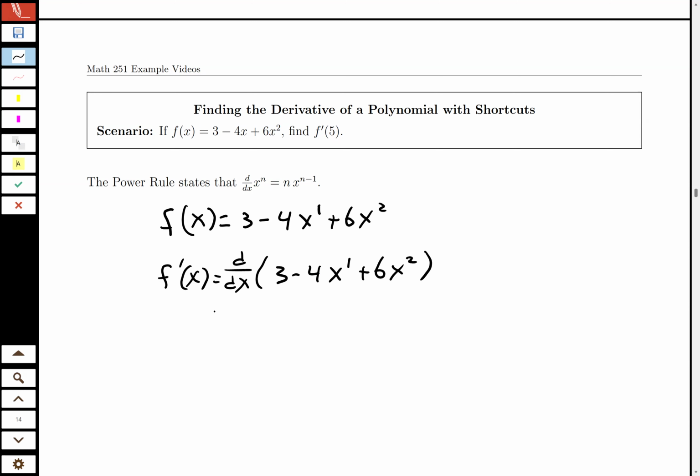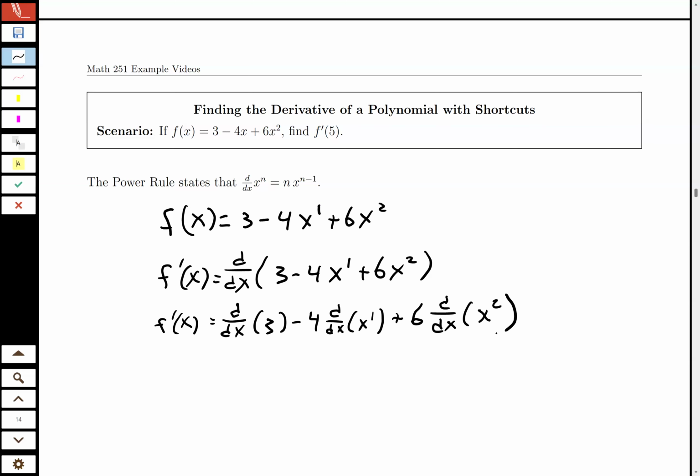First off, I have the derivative of each of those components. So I have the derivative of 3. I have 4 times the derivative of x to the first. I have 6 times the derivative of x squared. I'm taking the derivative of each of the components.